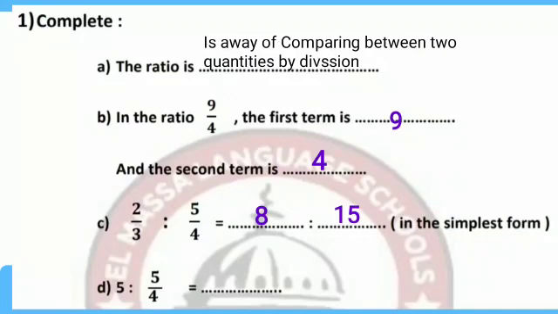D. 5 to 5/4. We will write 5/1 times 4/5 equals 4.